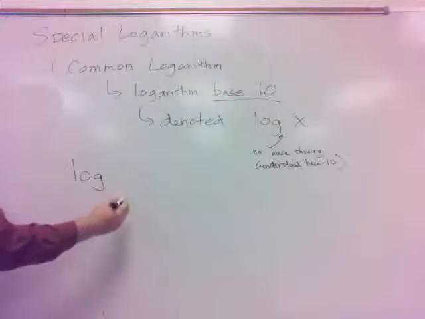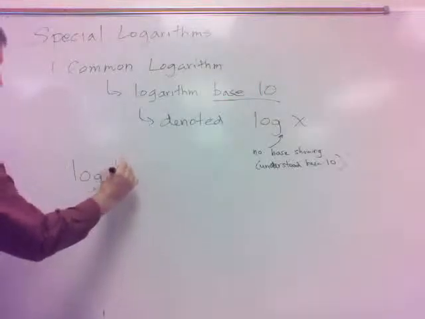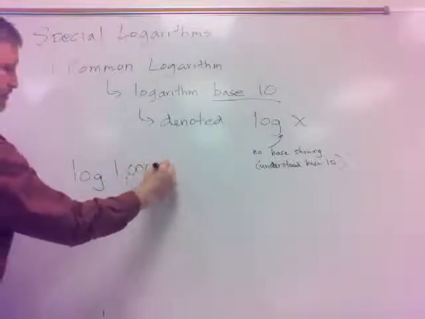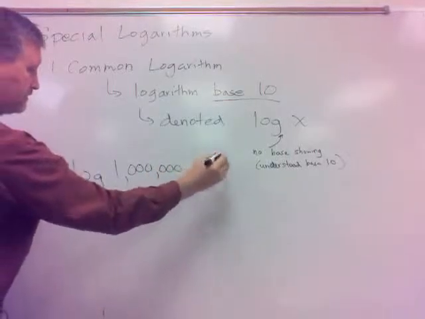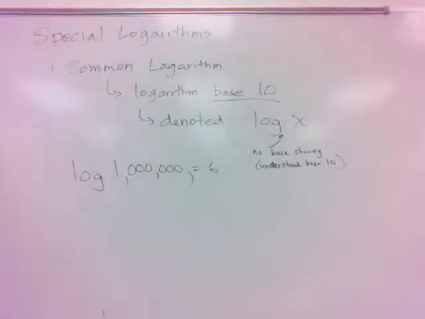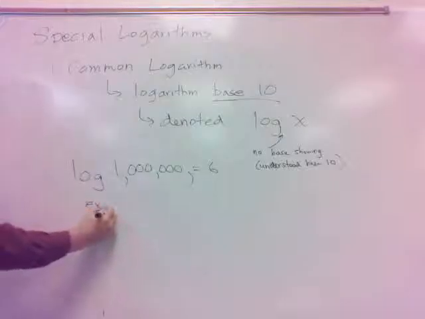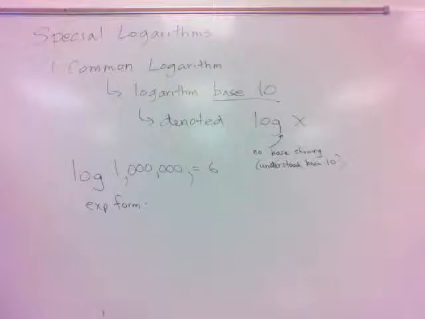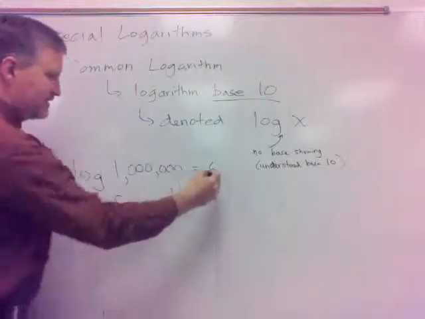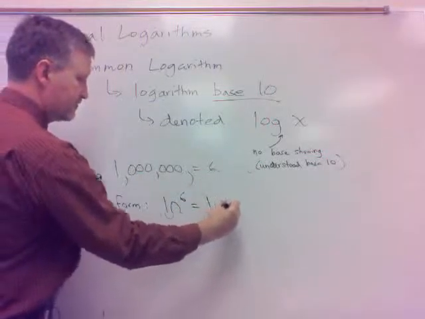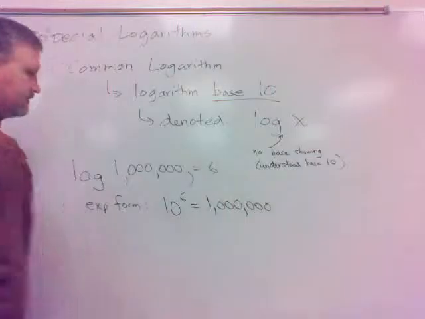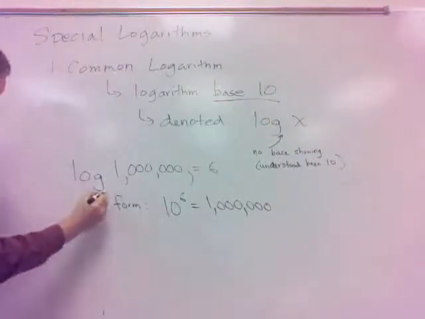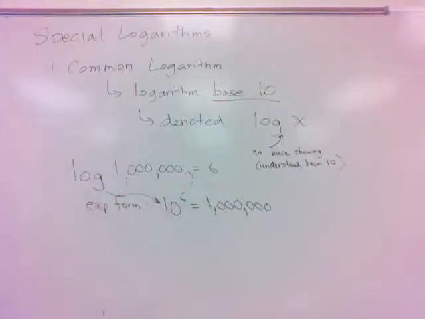So if I have log of 1 million equals 6, and it asks me to convert that to exponential form, well, exponential form, you just start with a base. Well, there's not a base. Can I just choose any base? No. With log, it's base 10. So this is 10 to the 6 equals 1 million. That's what we're saying. This base is 10. Okay?